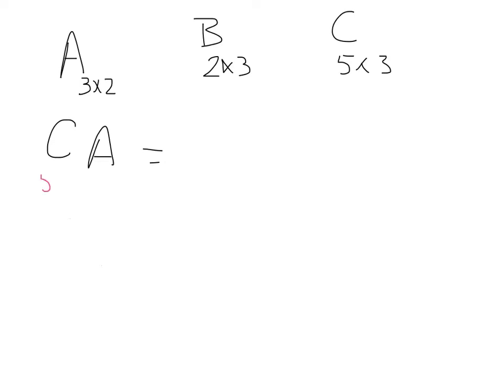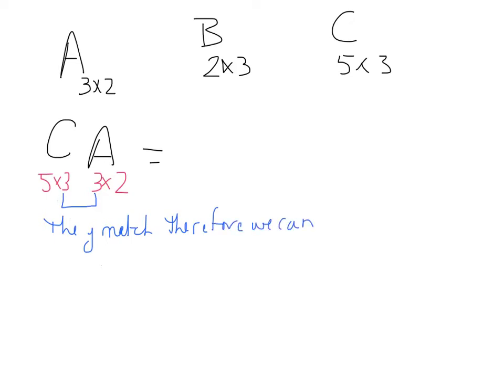Matrix C has a size of 5 by 3. Matrix A has a size of 3 by 2. So what we're going to take a look at is these numbers right here, they match. Therefore, we can multiply them together. So they match, so therefore we can multiply the matrices together.